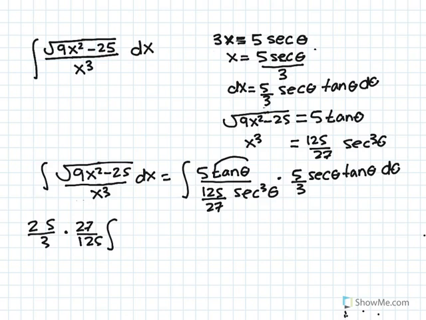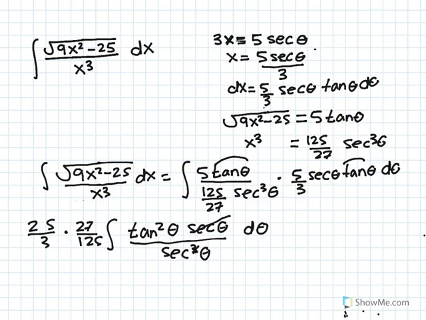In the integral, we've got tan theta here, and we've got tan theta here. That gives us tan squared theta times secant theta divided by secant cubed theta d theta. The sec theta in the numerator cancels with sec cubed, giving us secant squared in the denominator. So if we simplify, 3 cancels with 27, that gives us 9, and 25 cancels with 125, that gives us 5. So we get 9 over 5 integral tan squared theta divided by secant squared theta d theta.